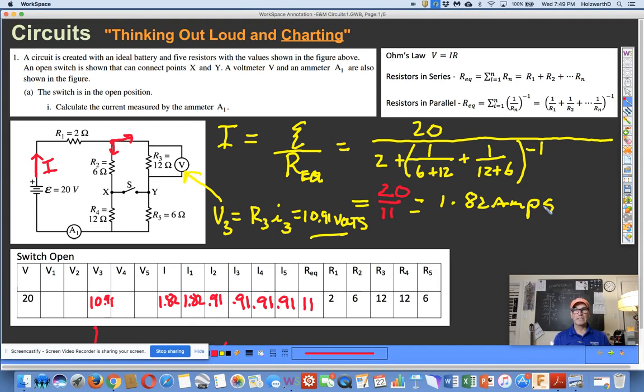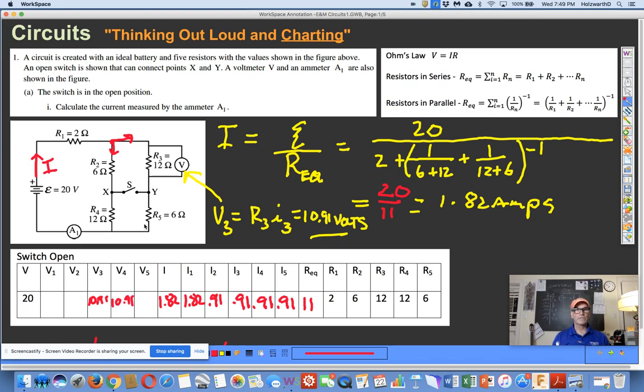Now, folks, didn't I say that the current is the same through each of those resistors in both sides? So take a guess as to what that same voltage drop appears somewhere else. What do you say? Yep, you're right. 10.91 also is the drop across R4. So that's V4. So again, 10.91.